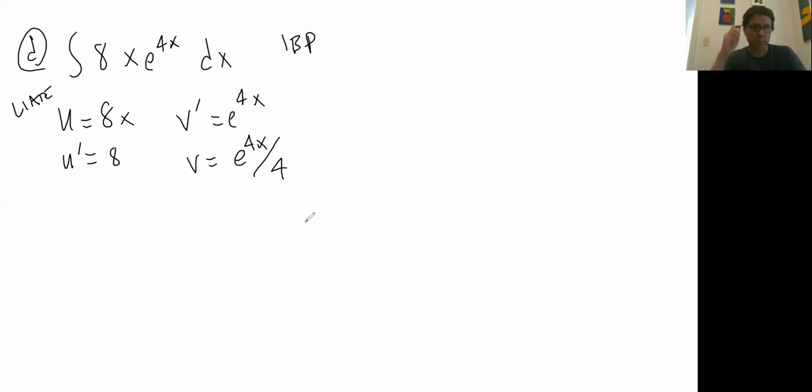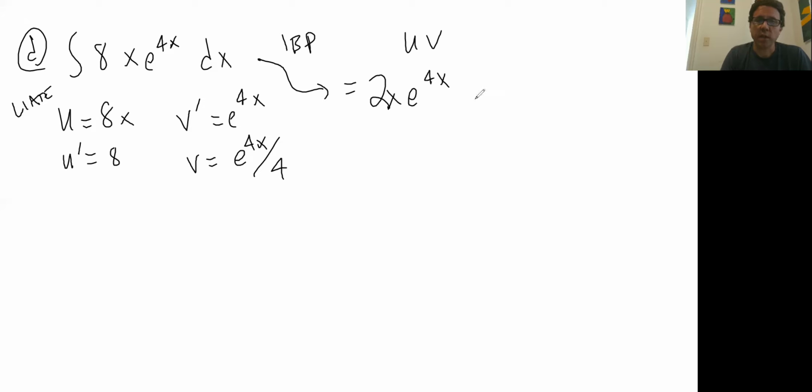Be careful on that. So when I write this out as uv, u times v has 8 over 4, so it'll be 2x e to the 4x, and then minus the integral of v times u prime, so 8 and 4 again cancel. 2 e to the 4x dx.